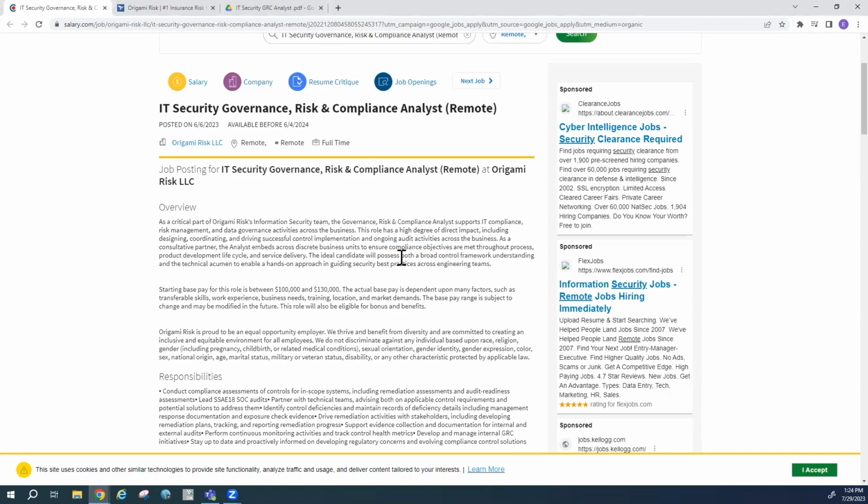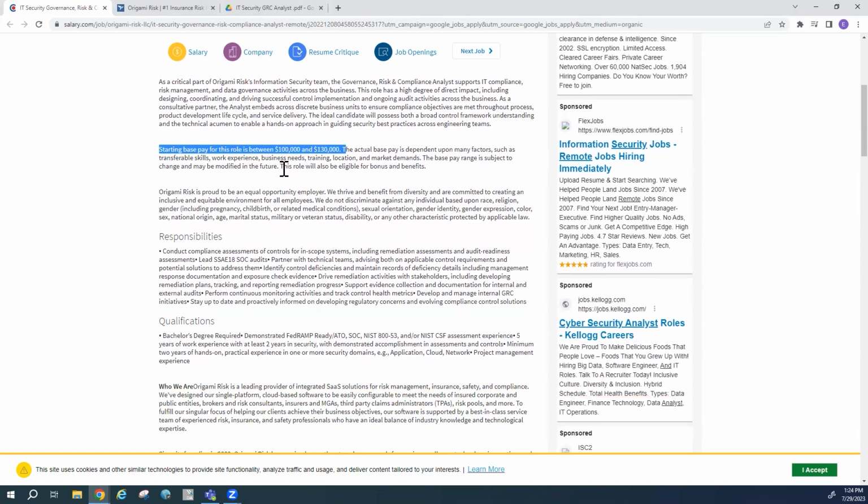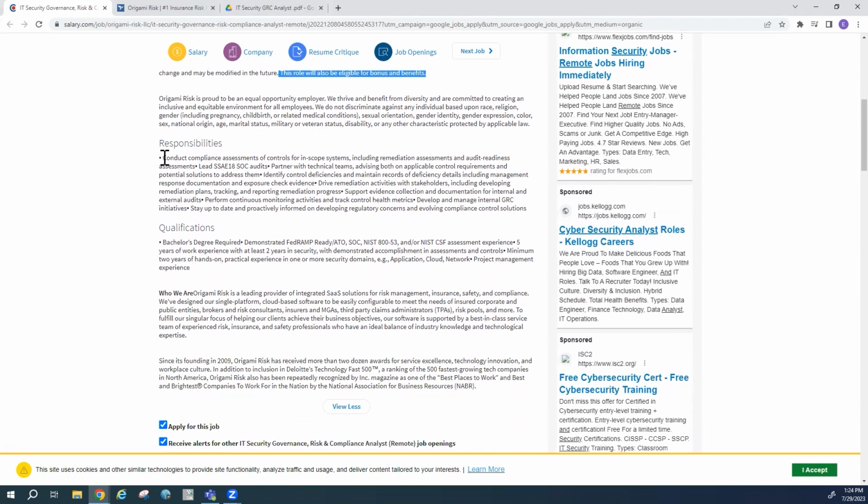The ideal candidate will possess both a broad control framework understanding and the technical acumen to enable a hands-on approach in guiding security best practices. So basically what they're saying is you must be able to understand security best practices and guide the necessary team on what to do and how to do them. Okay. So like I said, this is nothing very technical that you cannot do. Starting base is about up to 130K. So that's that. This role will also be eligible for bonus and benefits. So you get bonus and benefits in this role. That's very, very good.